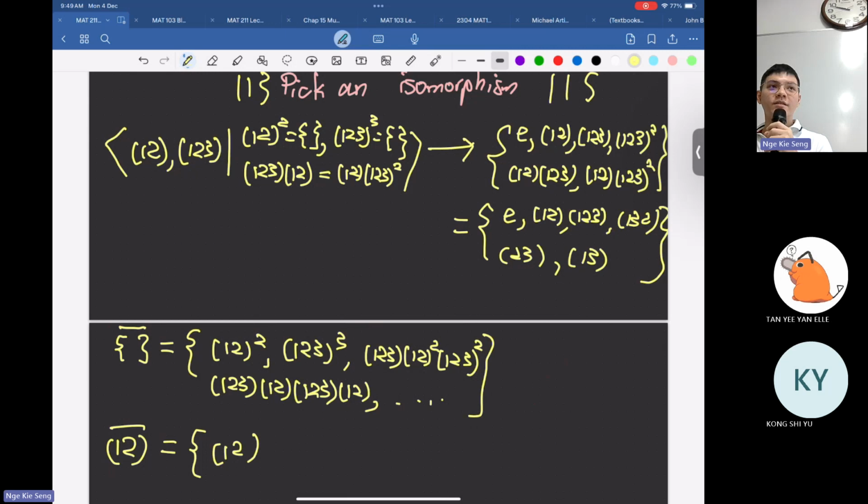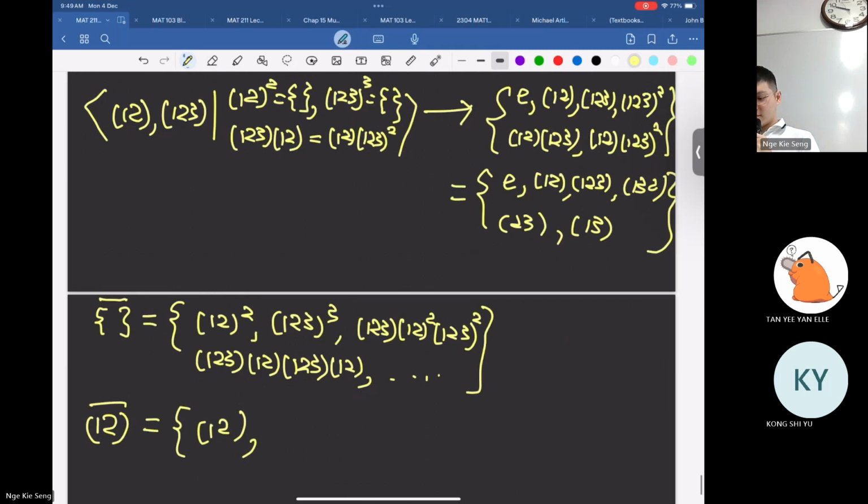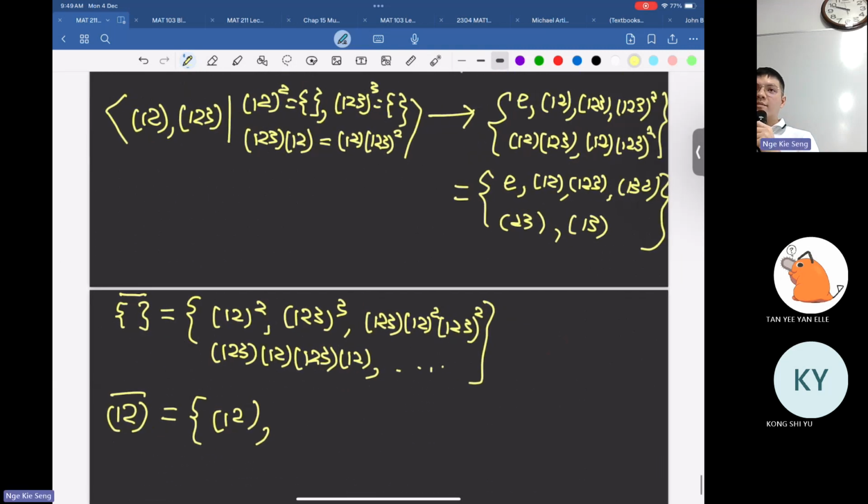Any idea? No idea. Ziqian, what else is in this coset here? Coset of (1 2). Give me a specific one.